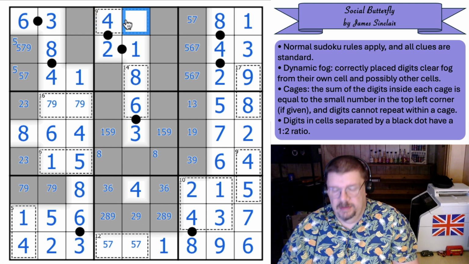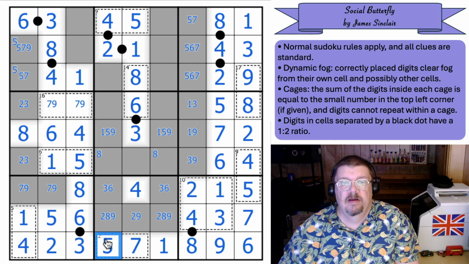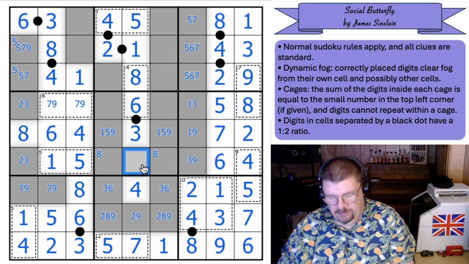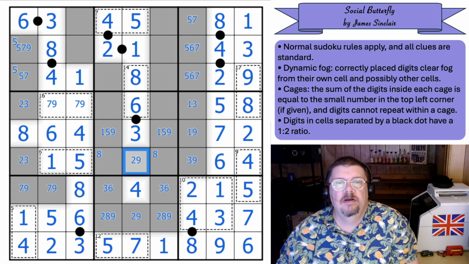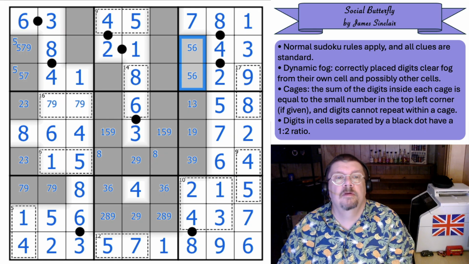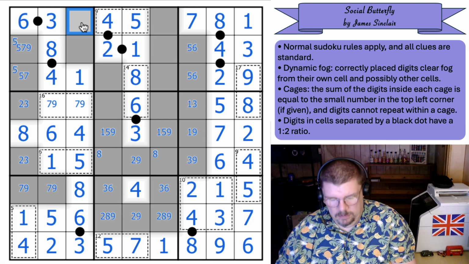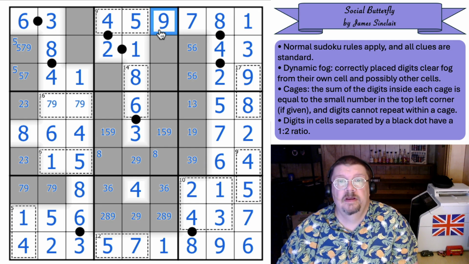And that is a 9 cage, making this 5. That gives me a 7 here and a 5 there. And then this is 2 or 9 to complete the column. That 5 looks across. That is a 7. In this row, we still need a 9 and a 2. And that can't be a 2, so that's a 9.